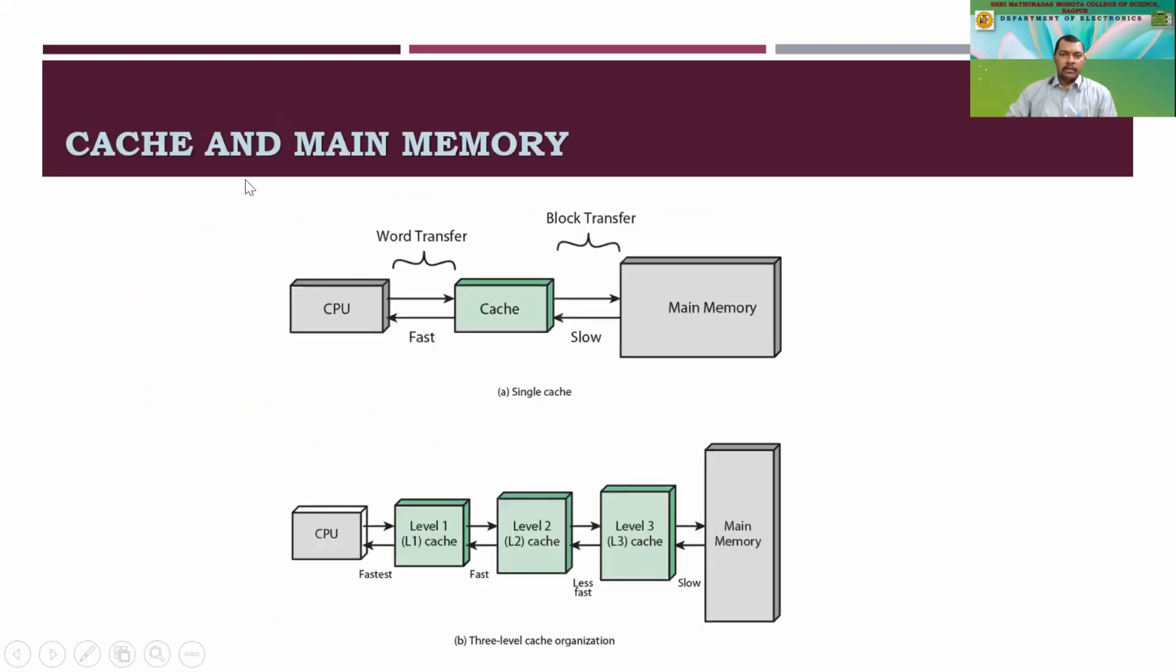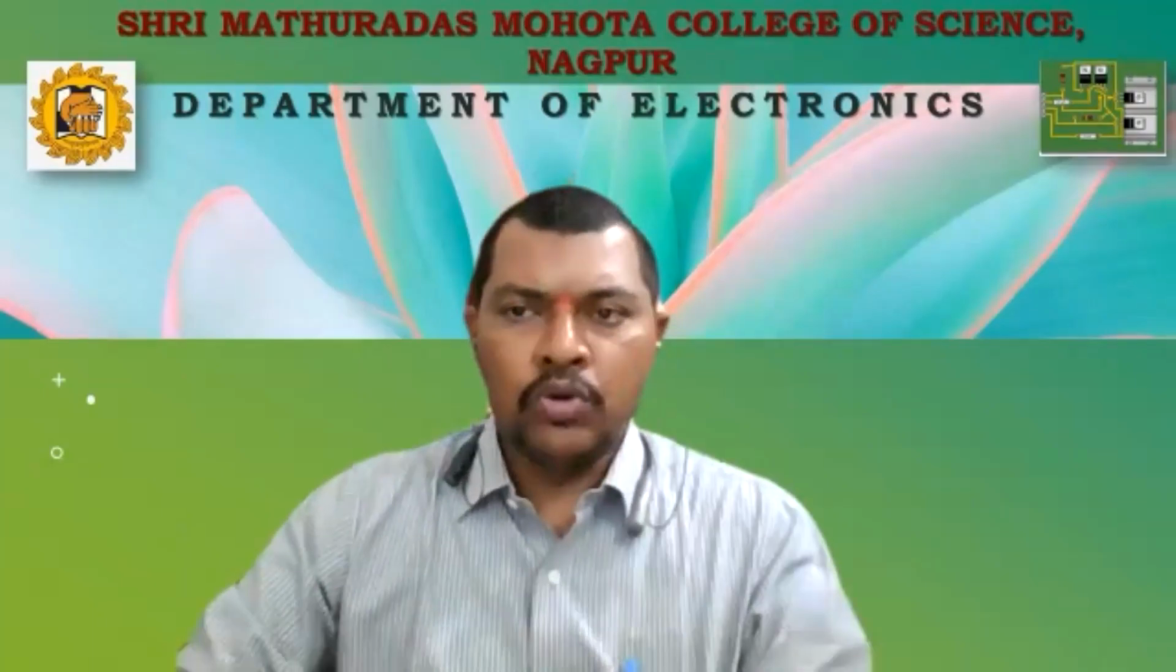Then this is the arrangement of cache and memory organization, where you are able to see that the cache memory is very close to the CPU, and the main memory is very far from it. So we have this as a single cache. Here we have a three level cache organization. So this is the memory organization for today, right? I guess this much is enough for today. If you have any questions, I will be happy to answer.